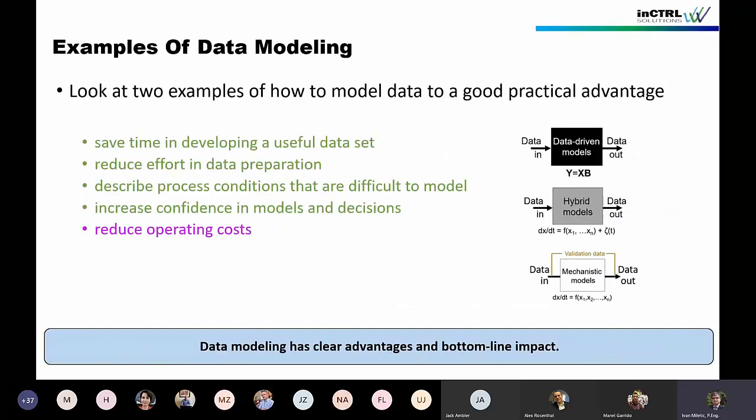Okay, so the 2 examples that you can get a good practical advantage from, we're going to show that as case studies, and hopefully you can see some of the advantages of applying these methods.